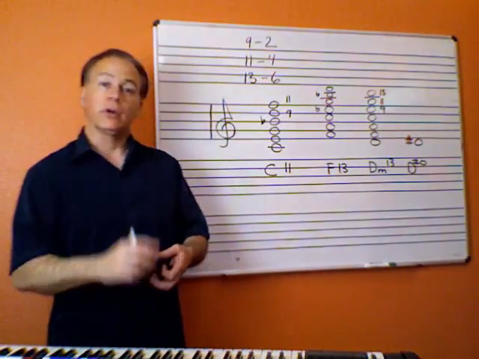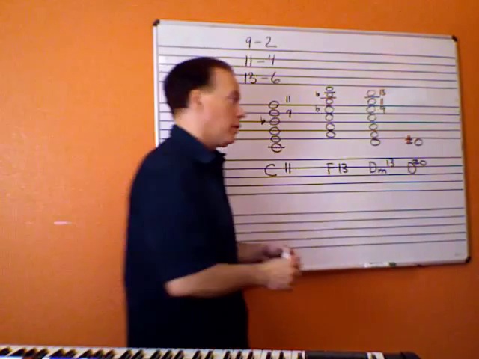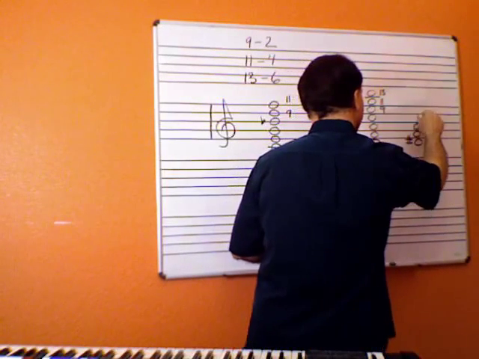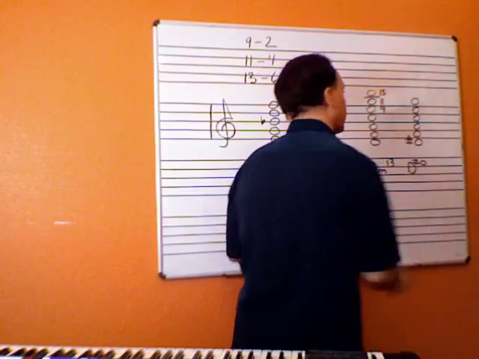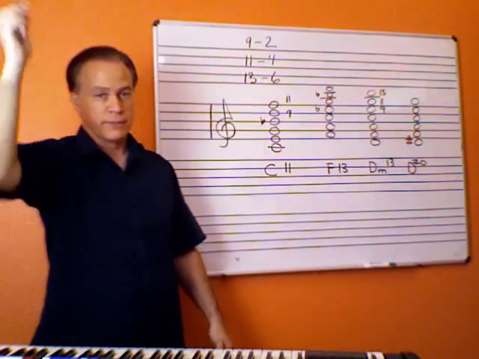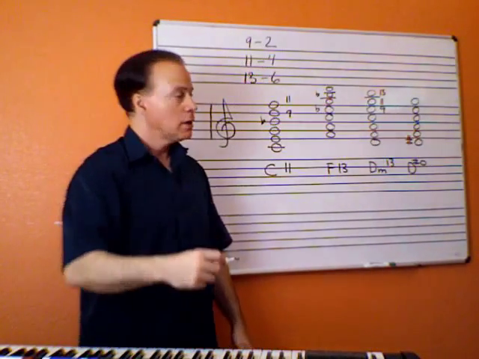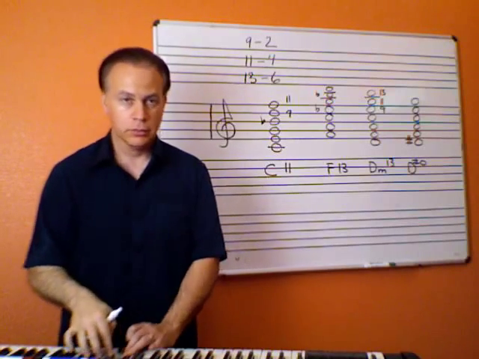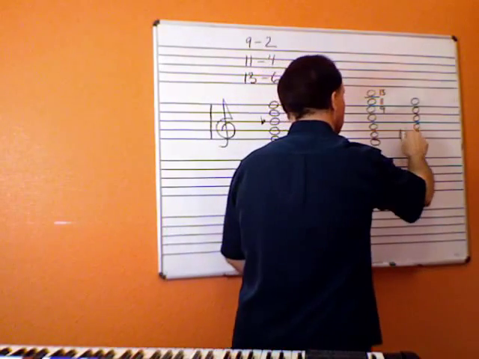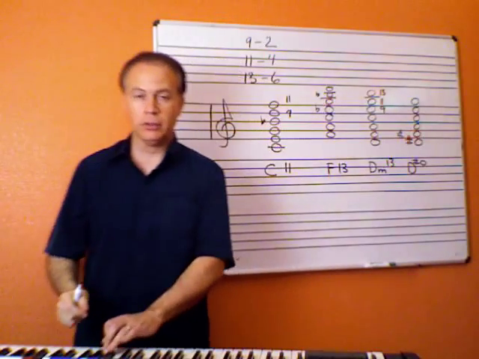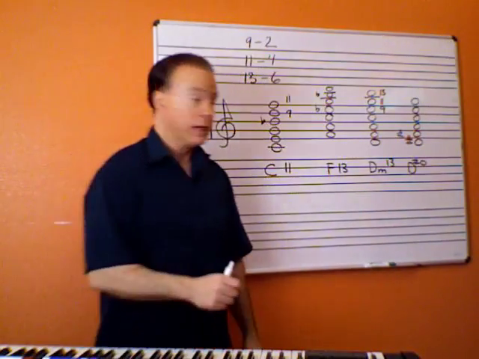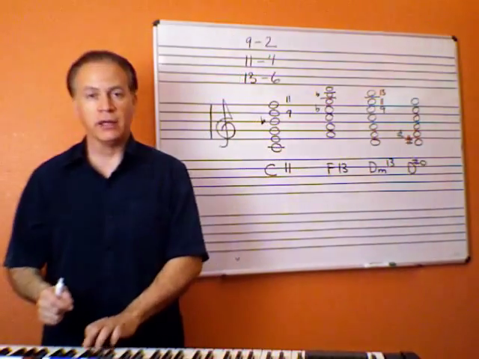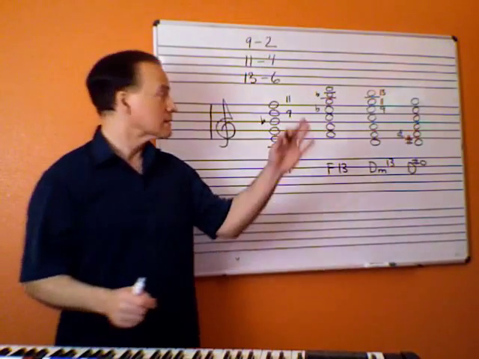Let's see, how did we do that? Well, it was all minor thirds, right? So we know it has to be spelled like this. All 9ths, 11ths, and 13ths have to be spelled like that: space, space, space, space, space, space, space, or line, line, line, line, line, line, line. So if we go a step and a half from D sharp, we get F sharp. Step and a half from F sharp, we get A. Step and a half from A, we get C.